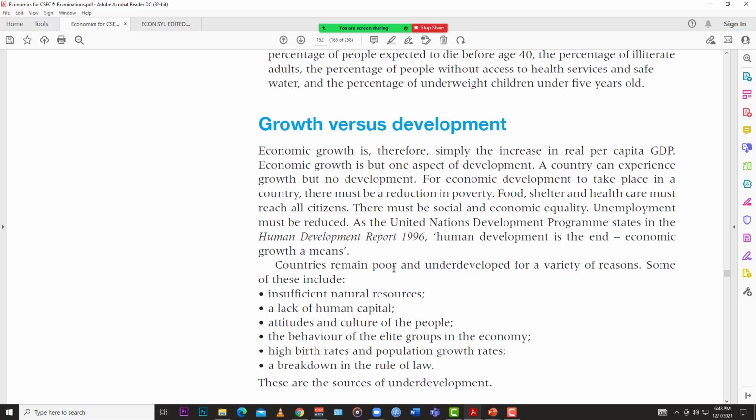Right? Countries remain poor and underdeveloped for a variety of reasons. Some of these include insufficient natural resources, lack of human capital, attitude and culture of the people, the behavior of elite groups in the economy, everybody keeping all the money for themselves, high birth rates and population growth rates, a break in the rule of law, and so these are some sources of underdevelopment. So with that long dive into growth and development, do we understand any better economic growth versus economic development? Do we understand it any better?